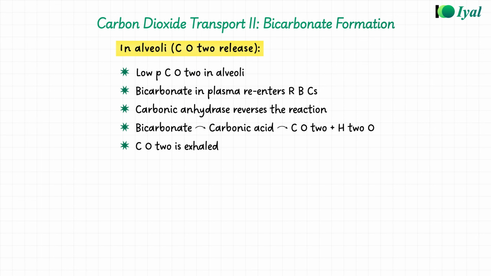Now when blood reaches the lungs, carbon dioxide pressure is lower, only 40. The bicarbonate in plasma enters red blood cells again. Now, carbonic anhydrase reverses the reaction. Bicarbonate converts back to carbonic acid, which converts back to carbon dioxide and water. The carbon dioxide is released from red blood cells into the alveoli. Then it is breathed out. So, bicarbonate carries carbon dioxide from tissues to lungs and then releases it for exhalation.